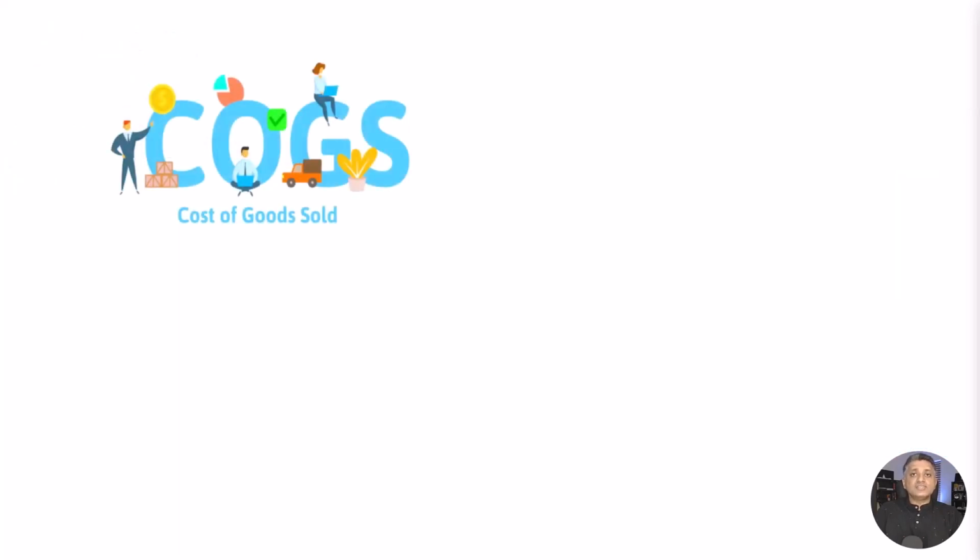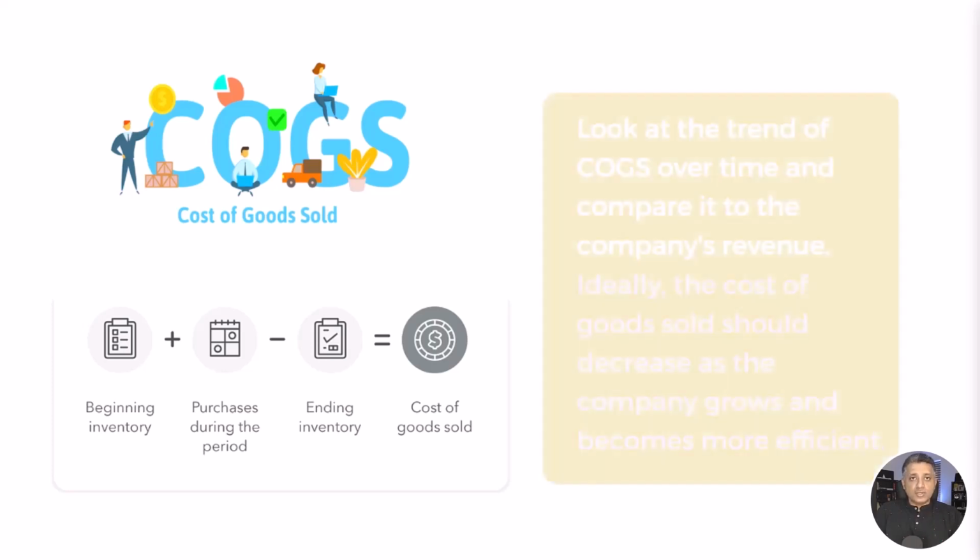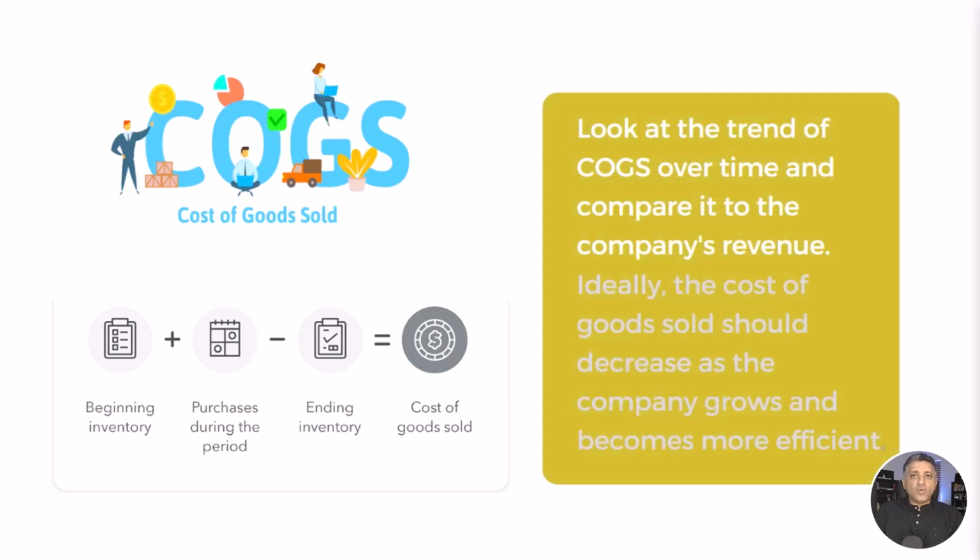Second, analyze the cost of goods sold. The cost of goods sold, or COGS, is the cost associated with producing or selling a product. This section is typically located directly below the revenue section. Look at the trend of COGS over time and compare it to the company's revenue. Ideally, the cost of goods sold should decrease as the company grows and becomes more efficient.